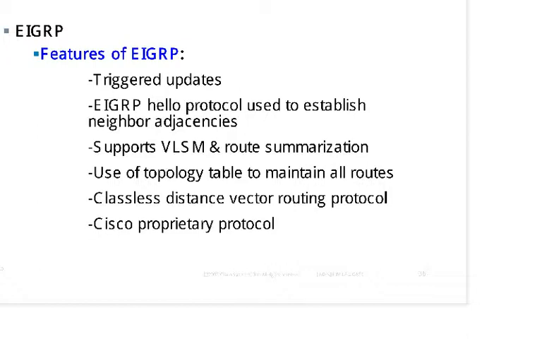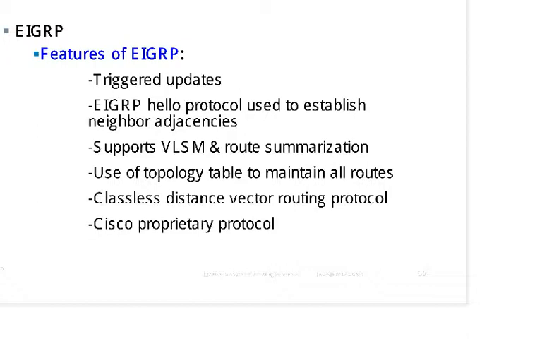EIGRP on the other side uses VLSM, variable length subnet mask, which indicates that it uses classless addressing, which means that the route updates for EIGRP contain subnet masks. So I have to communicate the subnet masks back and forth between the routers. In the case of RIP, we don't have to do that. We don't actually send any subnet mask as part of the routing update.